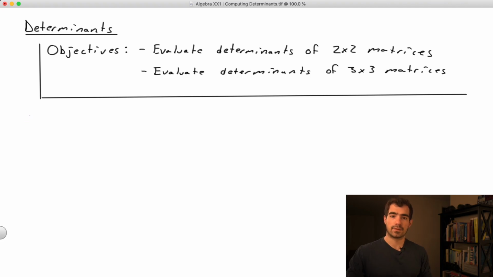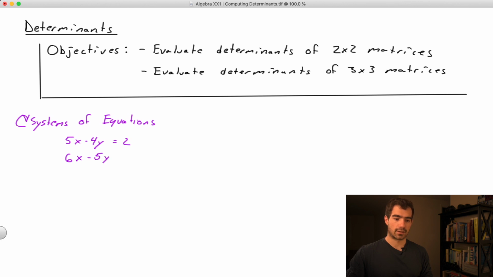In our past few videos, we've discussed a lot about systems of equations. Essentially, these were sets of multiple equations that had multiple variables to be solved simultaneously. So for instance, we might have had something like 5x minus 4y equal to 2, and 6x minus 5y equal to 1. And together, these represent a system.